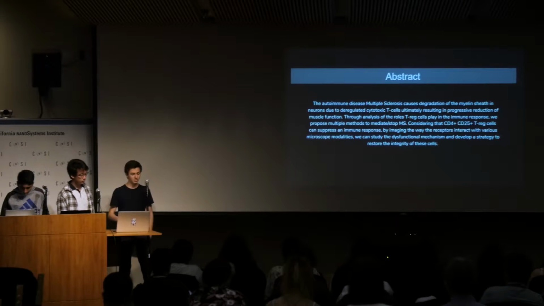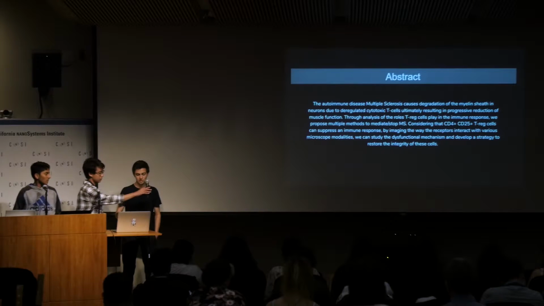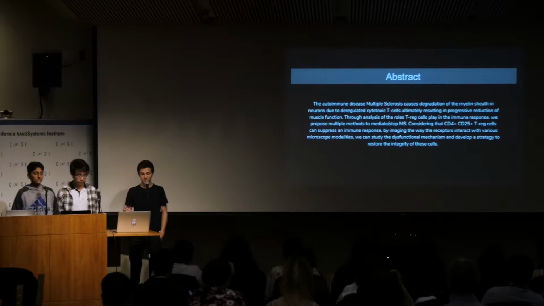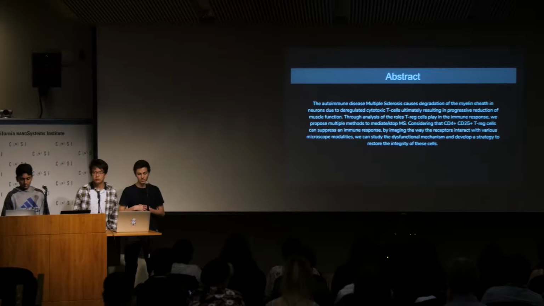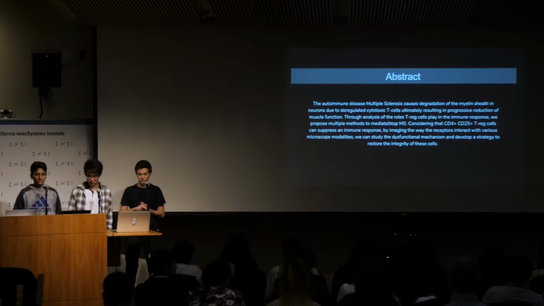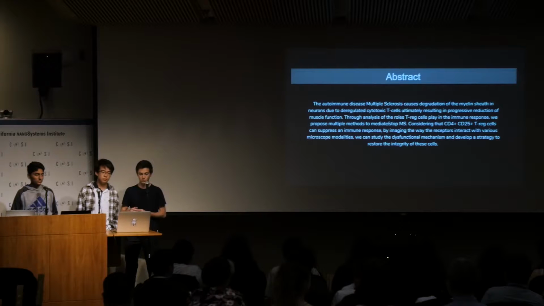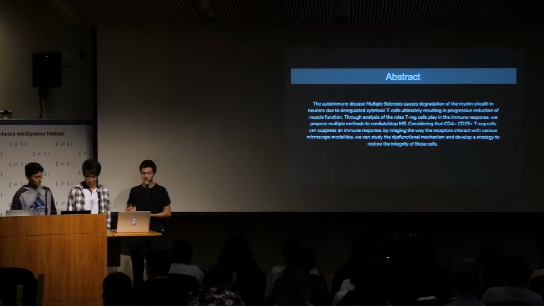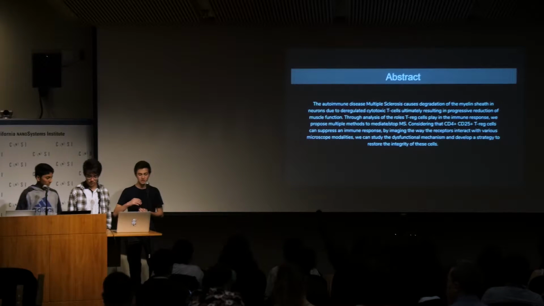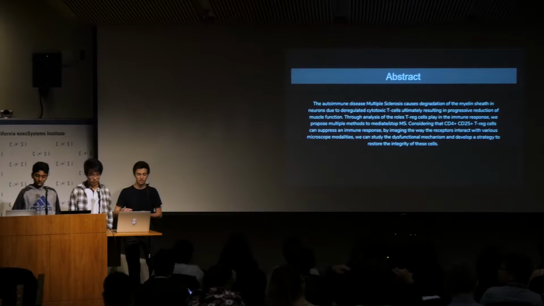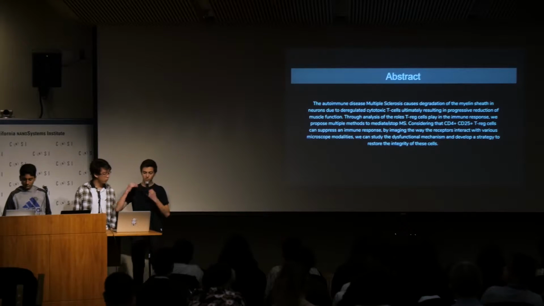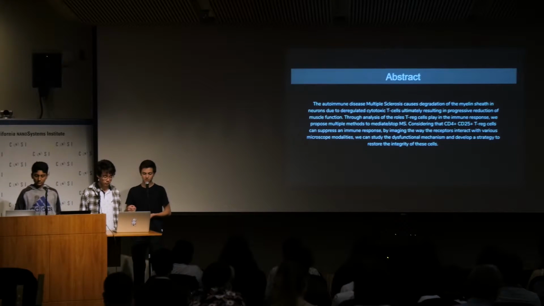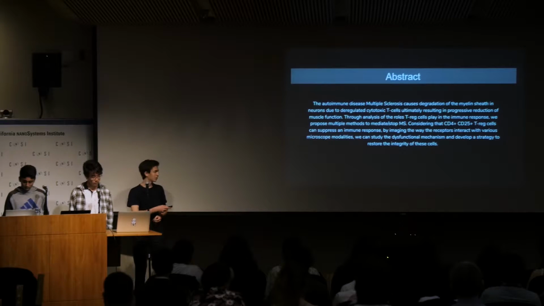So here's our abstract. The autoimmune disease multiple sclerosis causes degradation of the myelin sheath in neurons, possibly due to the deregulation of cytotoxic T cells, which ultimately results in progressive reduction of muscle function. After an analysis of the roles Treg cells play in the immune response, we propose multiple methods to mediate or even stop MS. Considering that CD4 positive, CD25 positive Treg cells can suppress the immune response, through imaging the way that these receptors actually interact through various microscope modalities, we can study the dysfunctional mechanism and develop a strategy to restore the integrity of these cells.